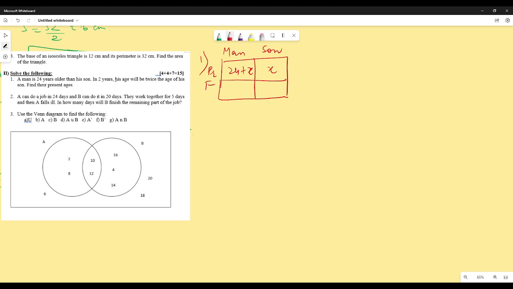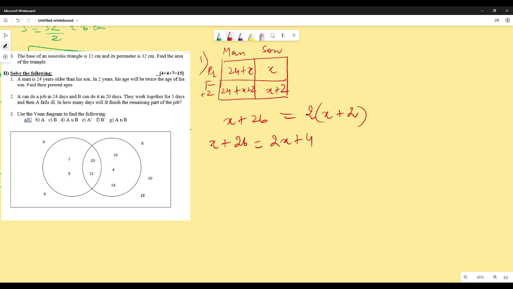So how many years in future? In 2 years. So that means we need to add 2 to both of them. So in 2 years time, the son will be x plus 2 years old and the father will be x plus 26 years old. Now let us look at the situation and the equation. So one person is x plus 26 and the other person is x plus 2. And it says his age will be twice the age of his son. That means if you double his son's age, then both of them are going to be equal. So what we get over here is x plus 26 is equal to 2x plus 4.